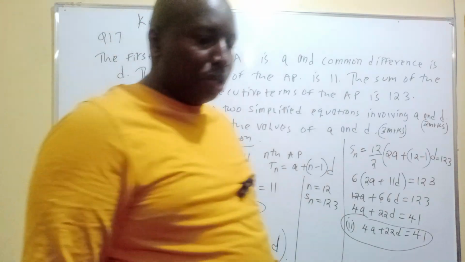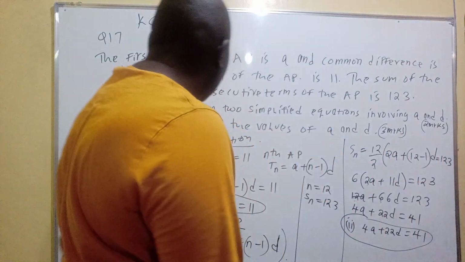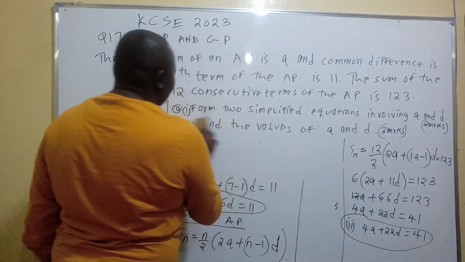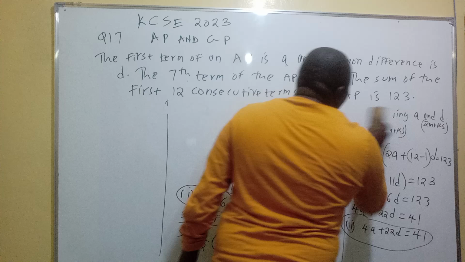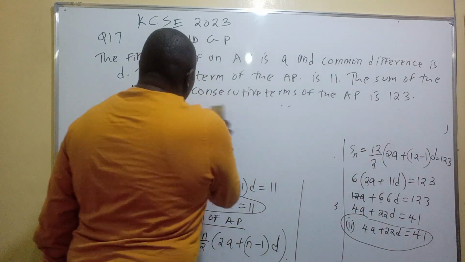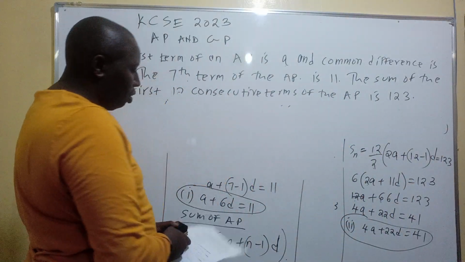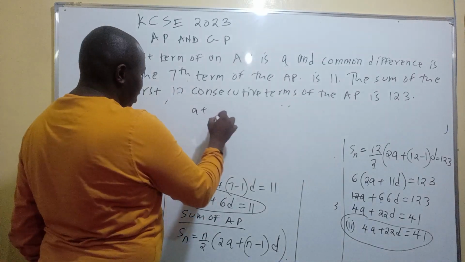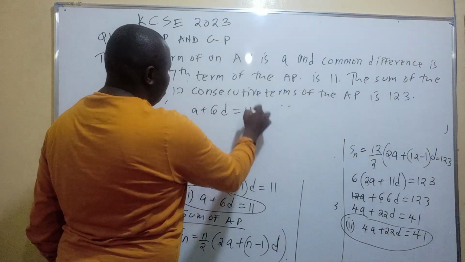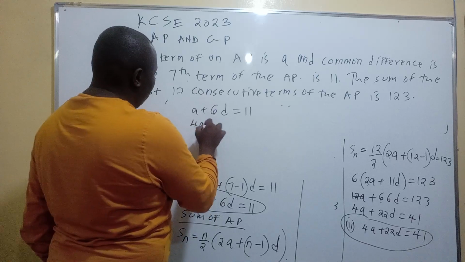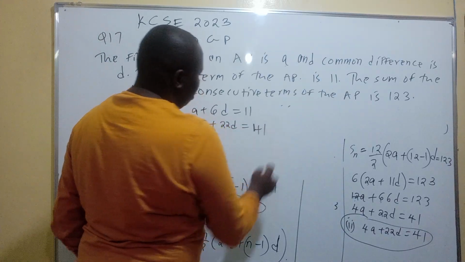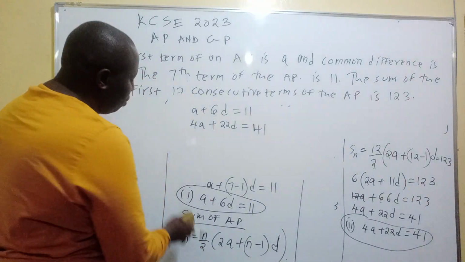So let's solve the two equations. We have these two equations like this. You have to find the values of A and D. We have the first equation, A plus 6D is equal to 11, and the second one is 4A plus 22D is equal to 41. Now you have those two equations.